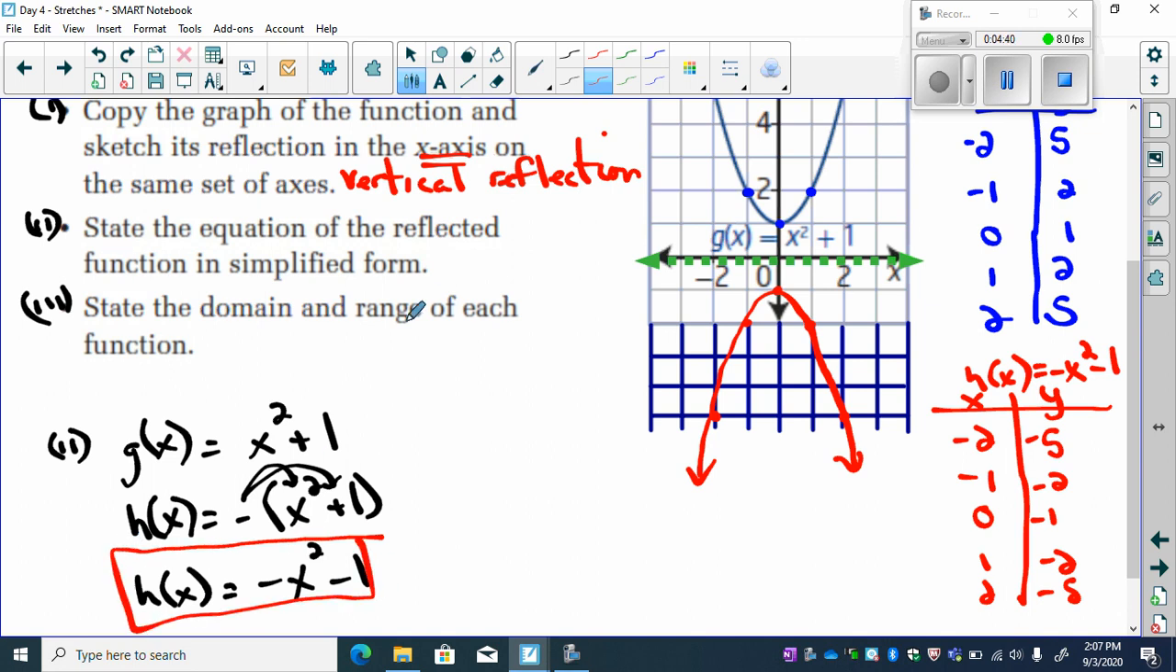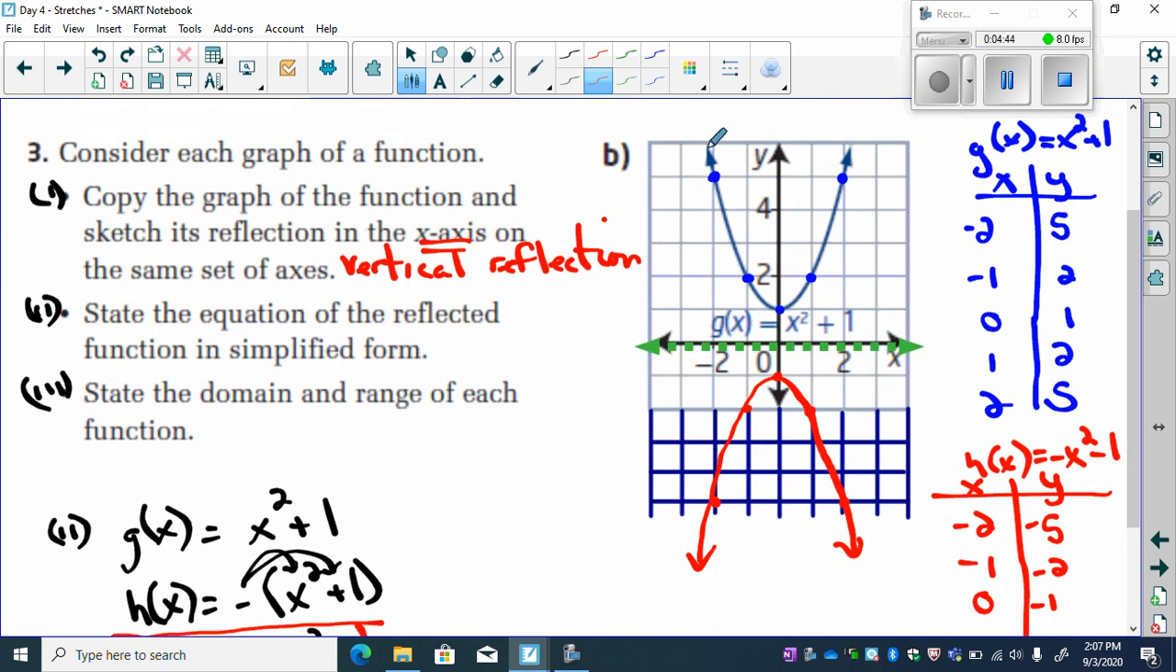And state the domain and range of each function. Well, I think we can agree that the domain of the blue and the red would be x such that x belongs to the real numbers, because it goes left forever, right forever. I didn't have to go from -2 to +2. I could have gone from -2 to positive infinity. And same thing for the red.